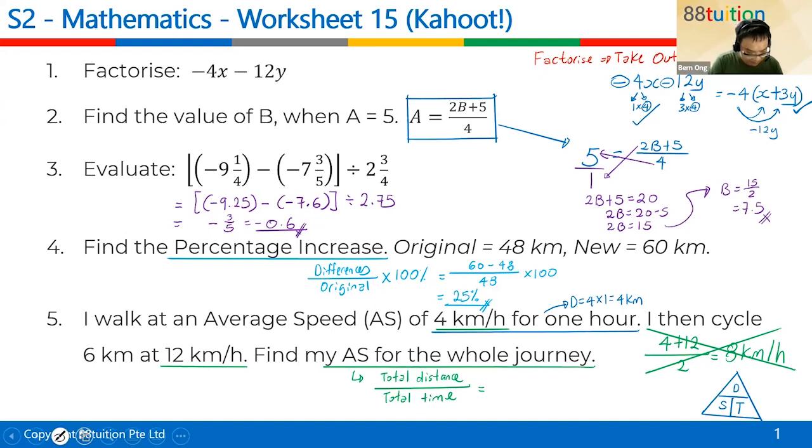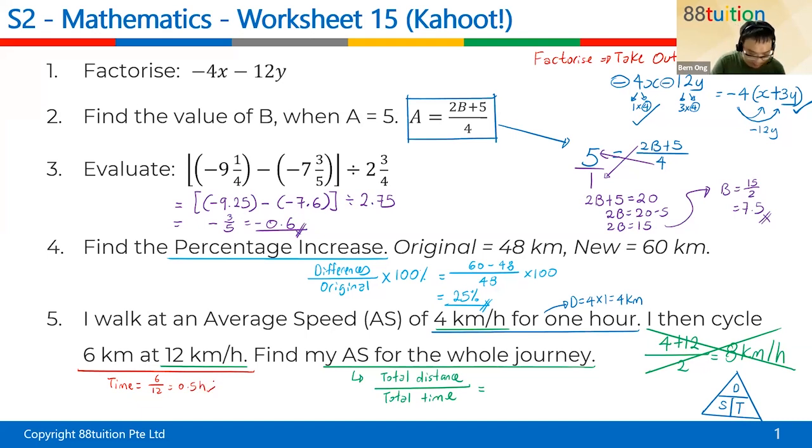Down here, the second piece of information in red, you got 6 kilometers and you got 12 kilometers per hour. You got distance, you got speed. What can you find? You can find time. Time is equal to distance over speed, which is 6 over 12. That will give you 0.5 hours.